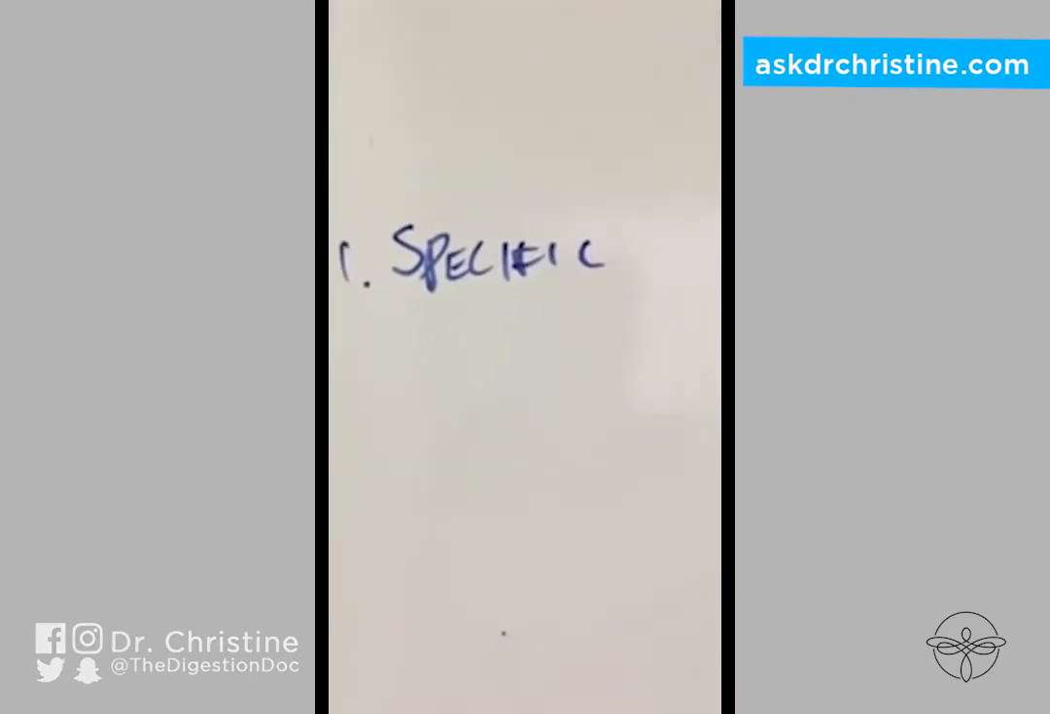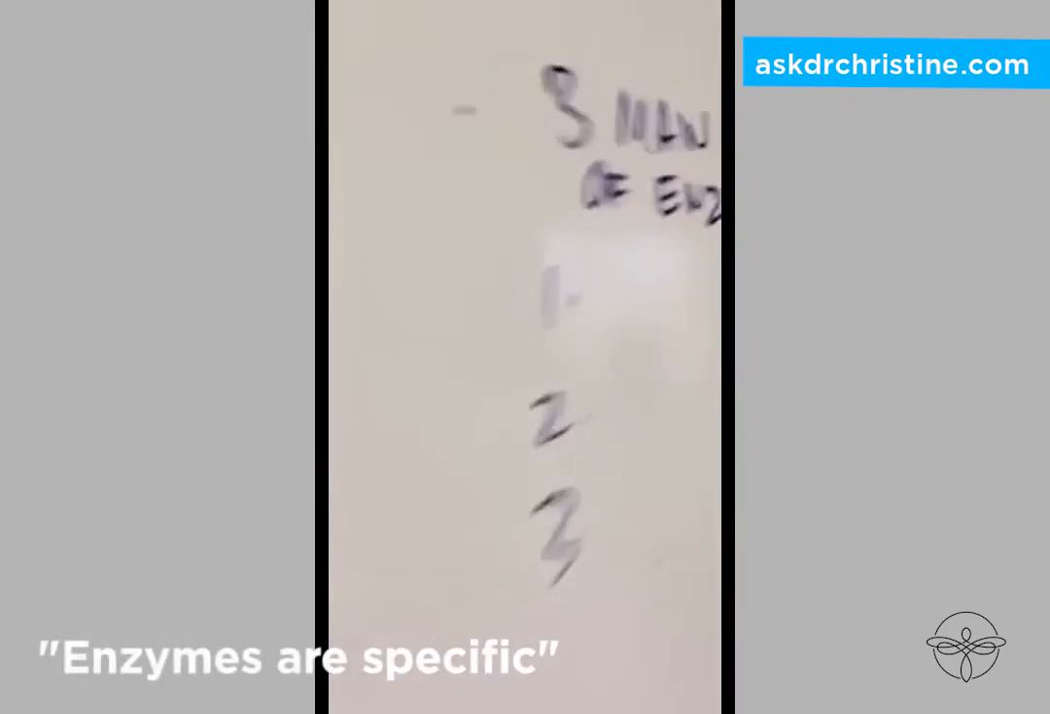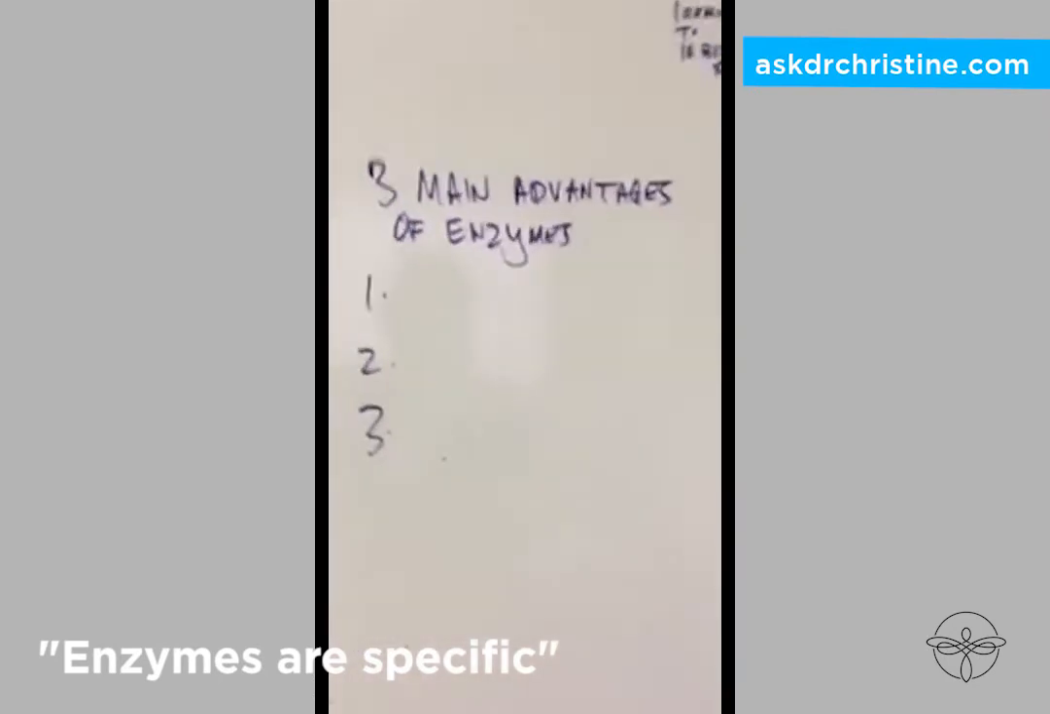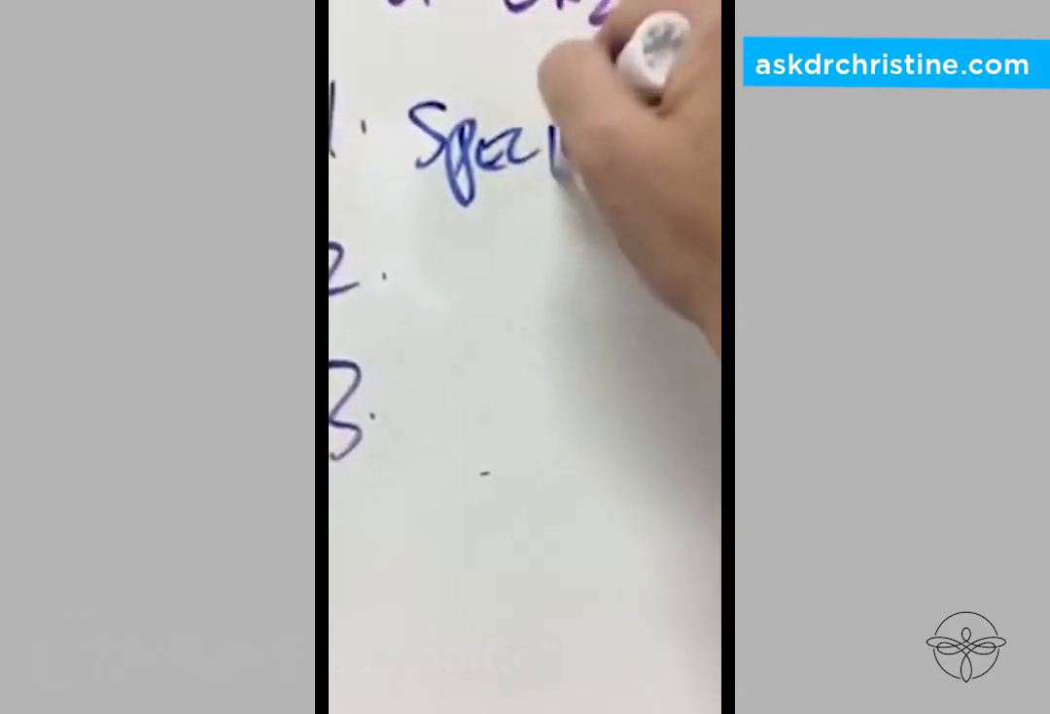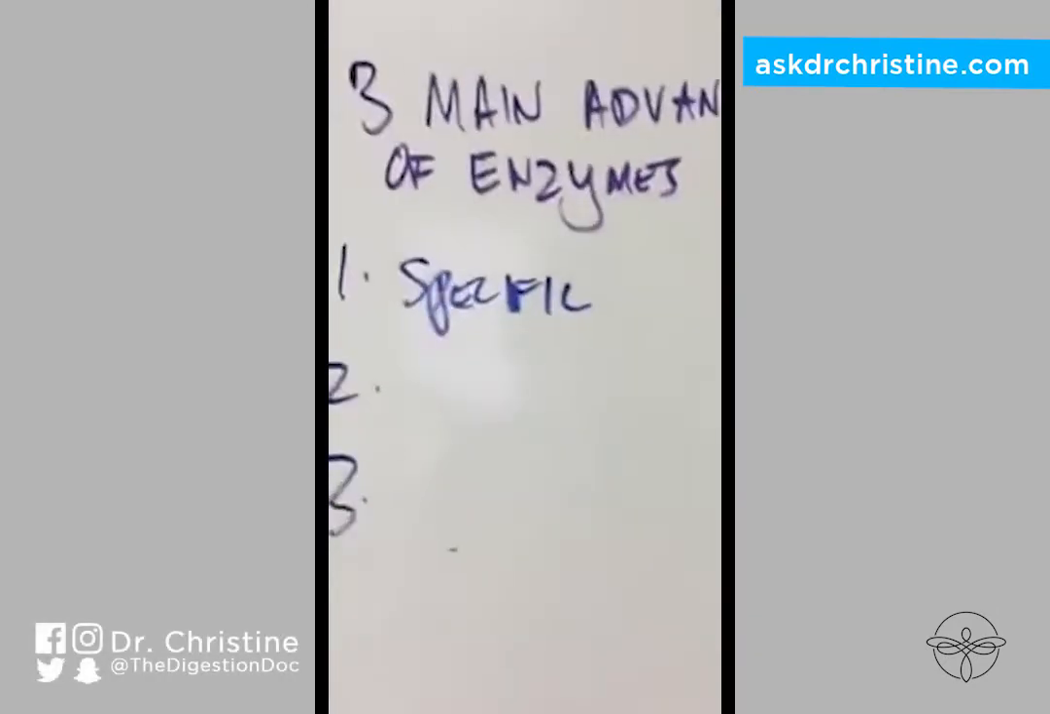But the thing about enzymes is, number one, is that they're specific. Actually, I wrote that over here. So there are three main advantages of enzymes. The first is that they're very specific. Okay, pardon my writing. That they're very specific.